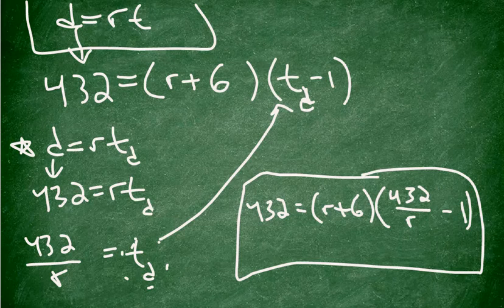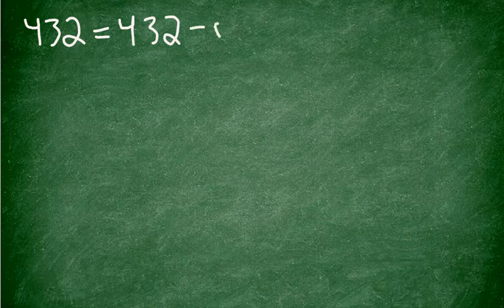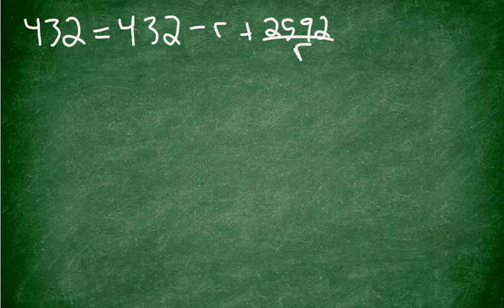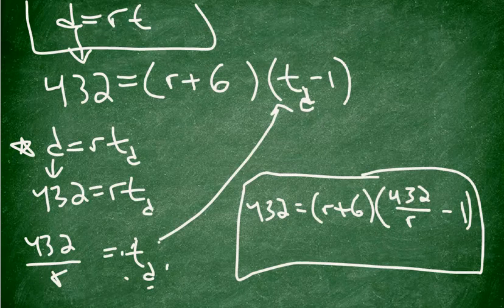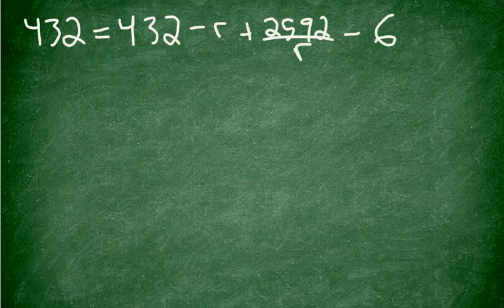And actually, right before I do that, I'm going to FOIL or use the box method and just multiply everything out so I can start to work with some stuff. So if I do that, this is your result. Okay, so again, what I did there is I took this side here: r times 432 over r just gives me 432. r times negative 1 is negative r. 6 times 432 over r is 2,592 over r, and then 6 times negative 1 is negative 6. So that's where all of this just came from, okay? So if you need to write down that work there, you should.